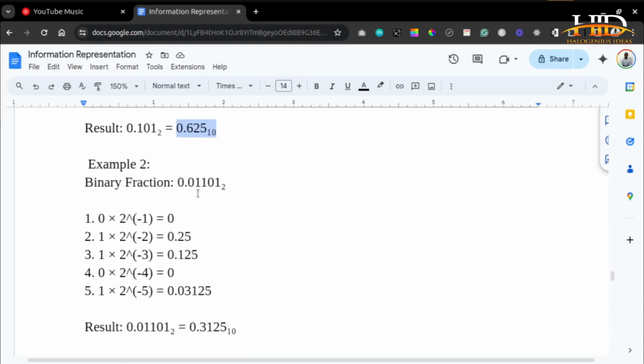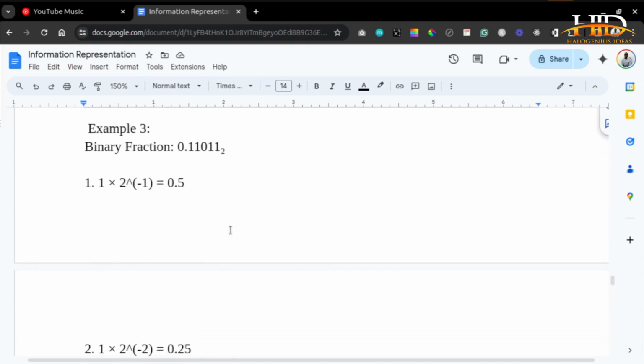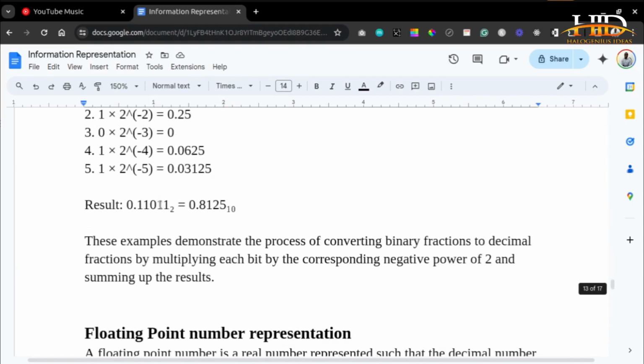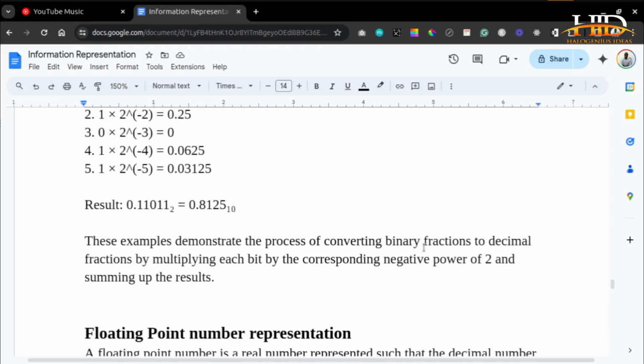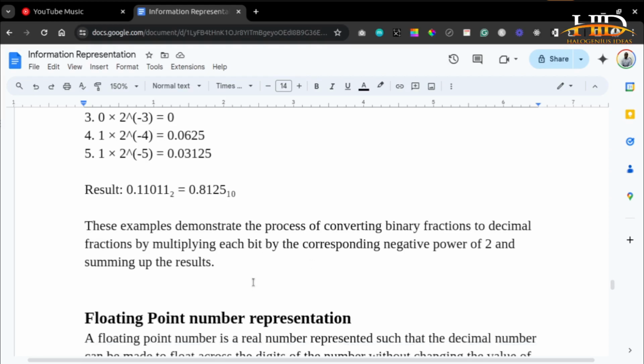So for the second one, this extreme digit over here, multiply it by 2 raised to the power of negative 1, multiply this one by 2 raised to the power of negative 2, multiply this by 2 raised to the power of negative 3. Anything you get, just add everything up together and you have your output. Then the same thing goes for this third one. So these examples demonstrate the process of converting binary fractions to decimal fractions by multiplying each bit by the corresponding negative power of 2, and summing up the result.